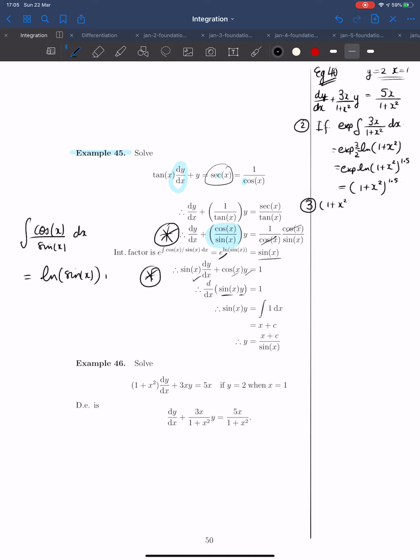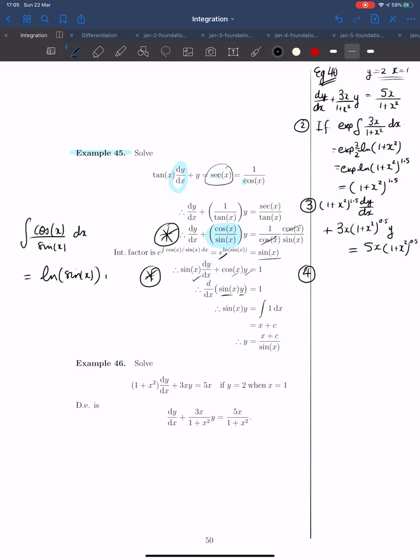1 plus x squared to the 1.5 dy by dx plus 3x. Now I've got 1 plus x squared to the 1.5 going in the top there, but I've got divide by 1 plus x to the 1, so it's going to leave a 0.5 there. Y equals 5x, and similarly there I've got a 1 plus x squared to the power 1 in the denominator there, so that's going to be 1 plus x squared to the 0.5, and they cancel out.